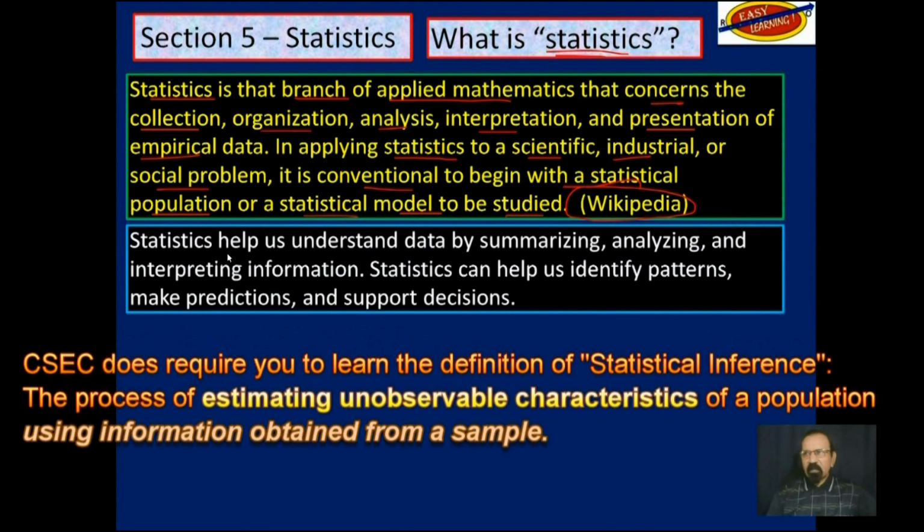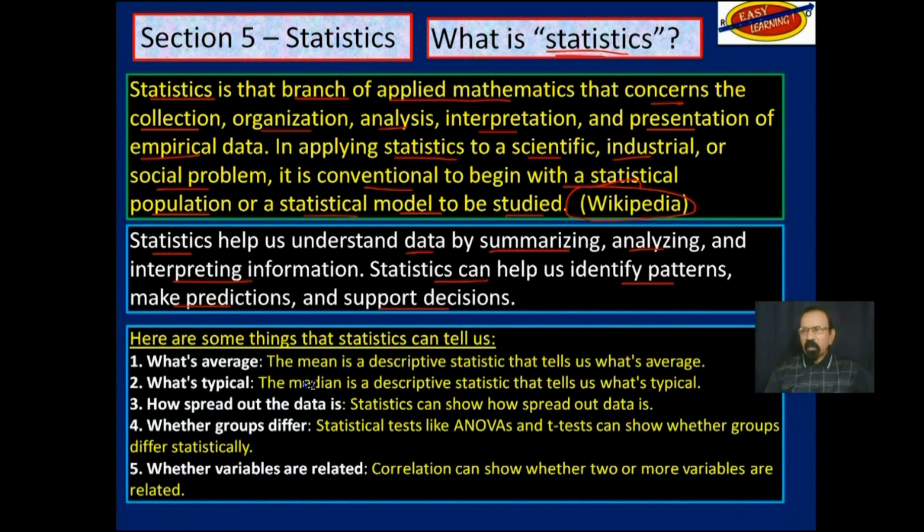Another way to look at it is that statistics help us understand data by summarizing, analyzing, and interpreting information. Statistics can help us identify patterns, make predictions, and support decisions. Here are some things that statistics can tell us: what is average, what is typical, how spread out the data is, whether groups are different, and whether variables are related.